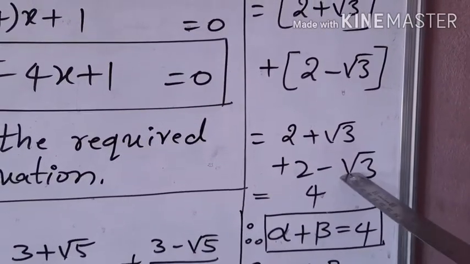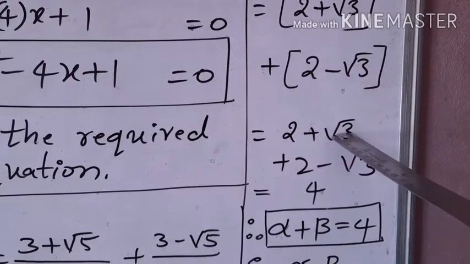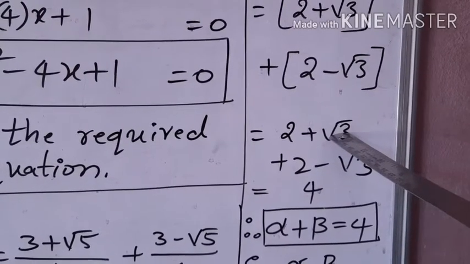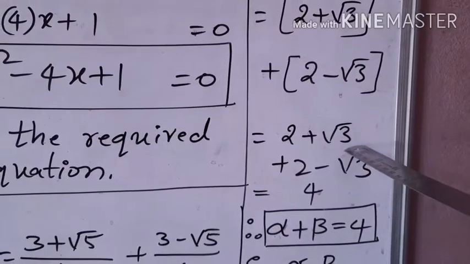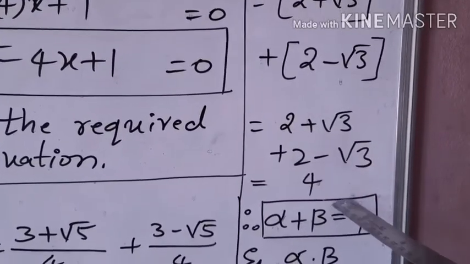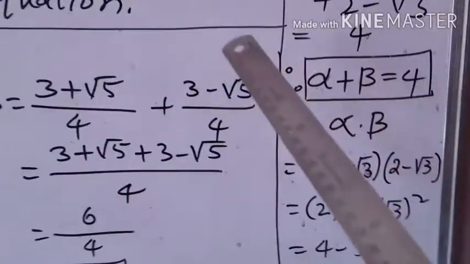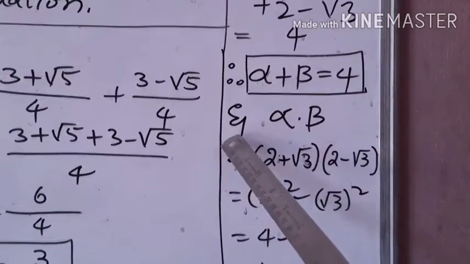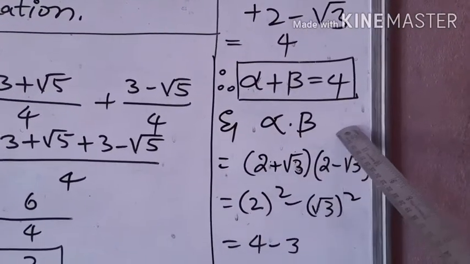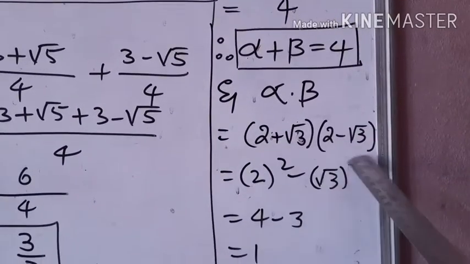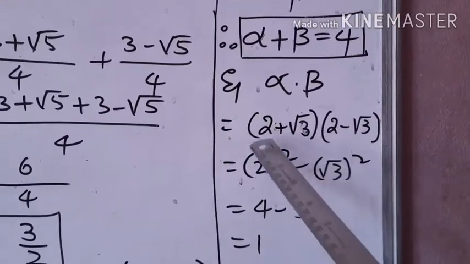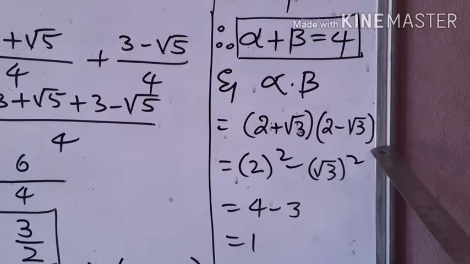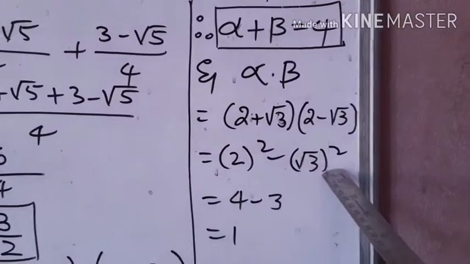Here children, minus root 3 and plus root 3 get cancelled. 2 plus 2 is equal to 4. Therefore, alpha plus beta is equal to 4. And similarly, let us find the product of the roots, alpha into beta, that is 2 plus root 3 into 2 minus root 3. It is in the form of a plus b into a minus b. Therefore, a square minus b square.